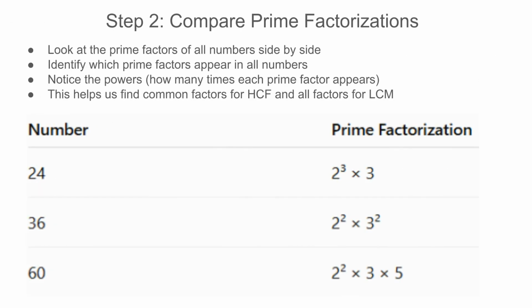Next, we compare these factorizations. By looking at them side by side, we can identify common factors and note the powers for each, which is key to finding the HCF and LCM.